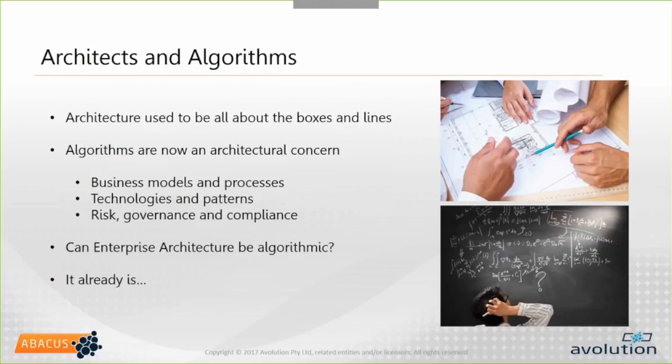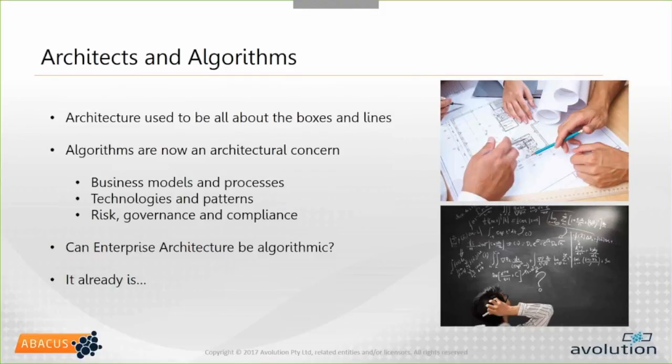So how does this relate to the world of architecture? Because I think in the past, algorithms were kind of off the architecture radar. Architecture used to be about the boxes and lines, and often the big boxes, so it would be about the new data center or the new operating model or the new ERP platform. And to a certain extent, algorithms were an implementation level concern. So this was specification, this is detail.